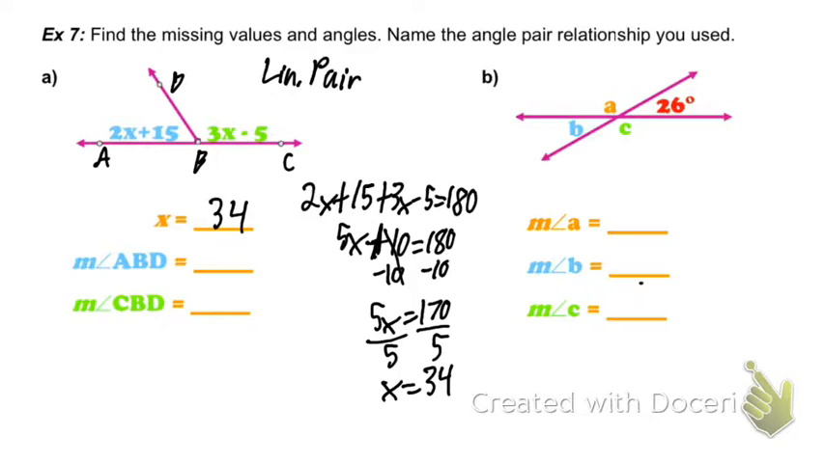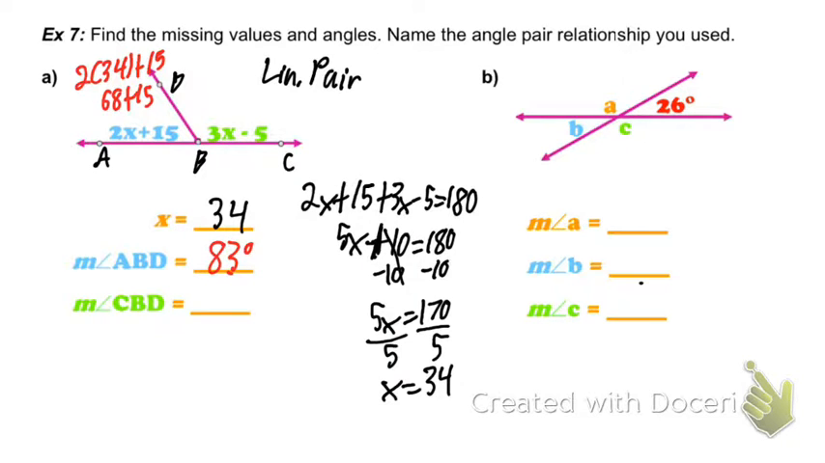We can plug that back in to figure out our measure of angle ABD. So we'd have 2 times 34 plus 15. 2 times 34 is 68. 68 plus 15 is going to be 83 degrees.